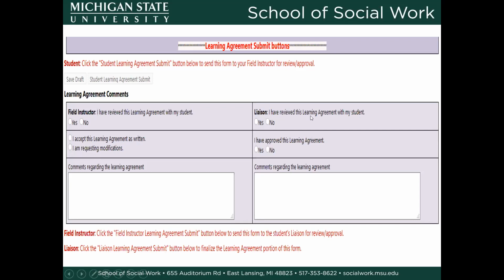The liaison then also does the same thing. Sometimes there's a need to reopen the agreement or clear signatures, and you can be in touch with Paris about that, or your field coordinator can probably help you with that too. Don't ask me, because I don't know.